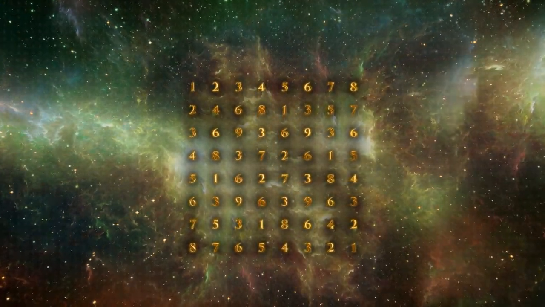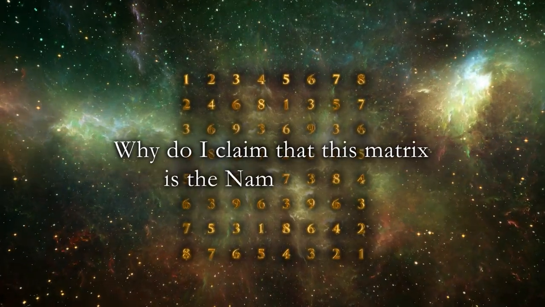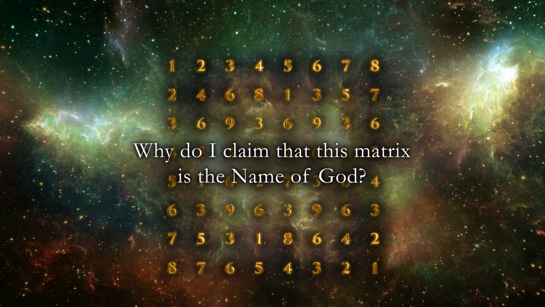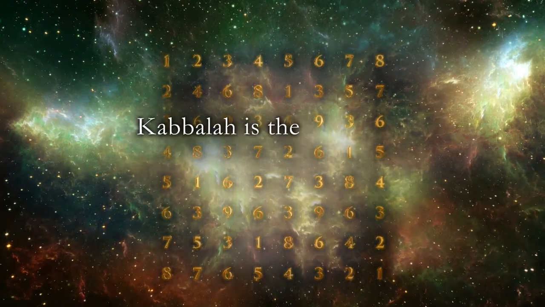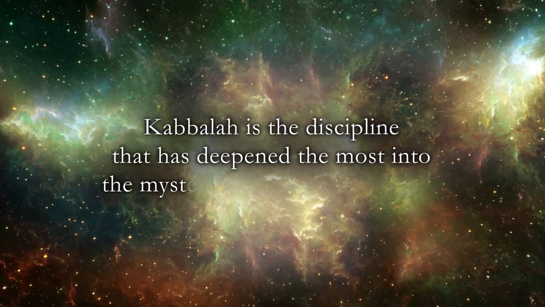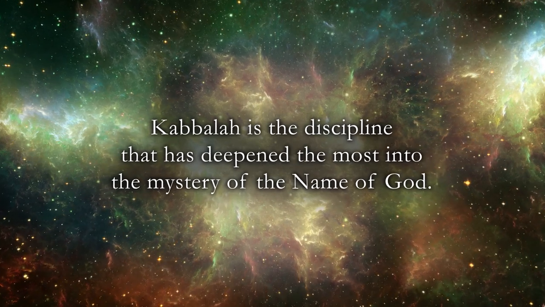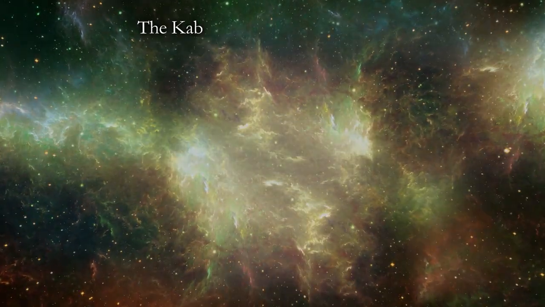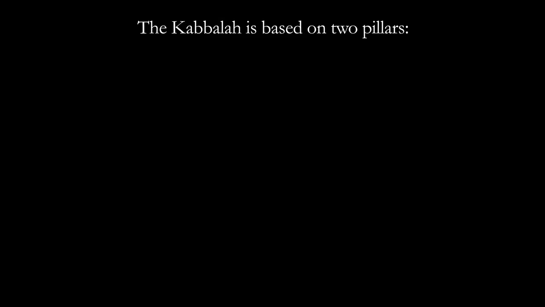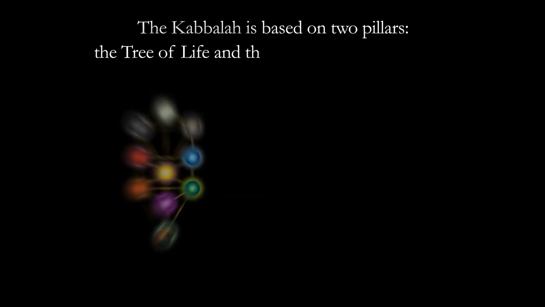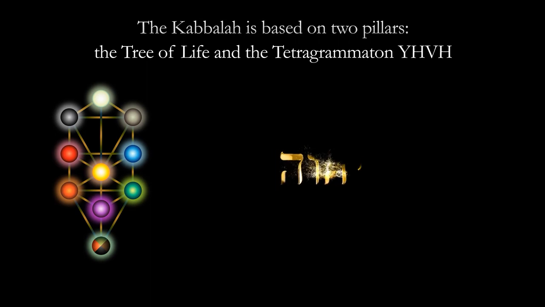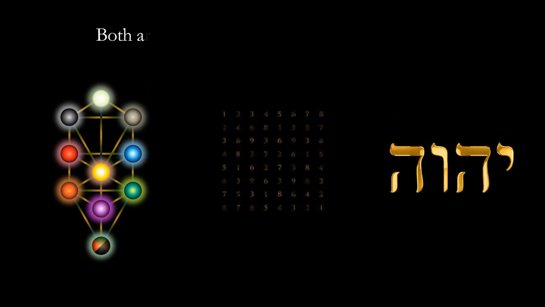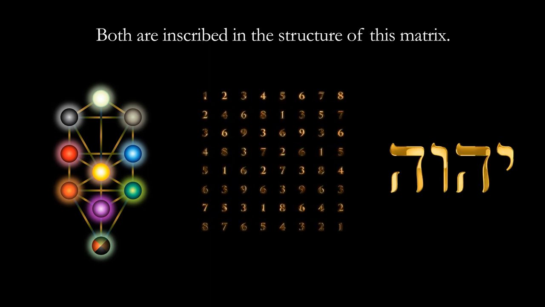Now, why do I claim that this matrix is the name of God? The Kabbalah is the discipline that has deepened the most into the mystery of the name of God. The Kabbalah is based on two pillars, the Tree of Life and the Tetragrammaton. Both are inscribed in the structure of this matrix.